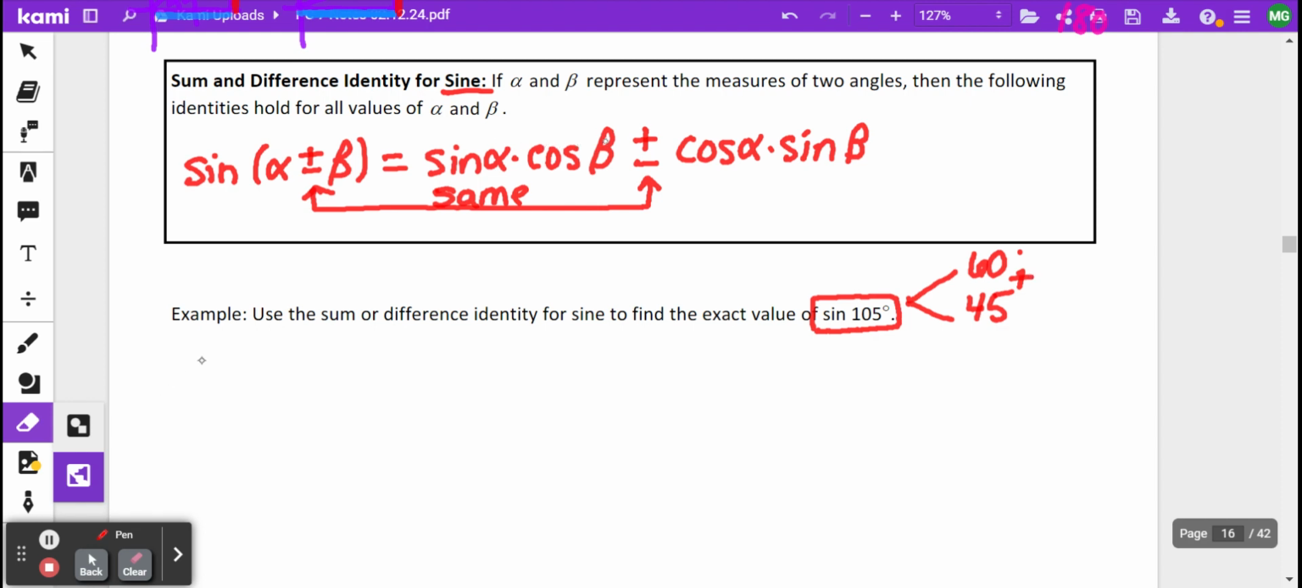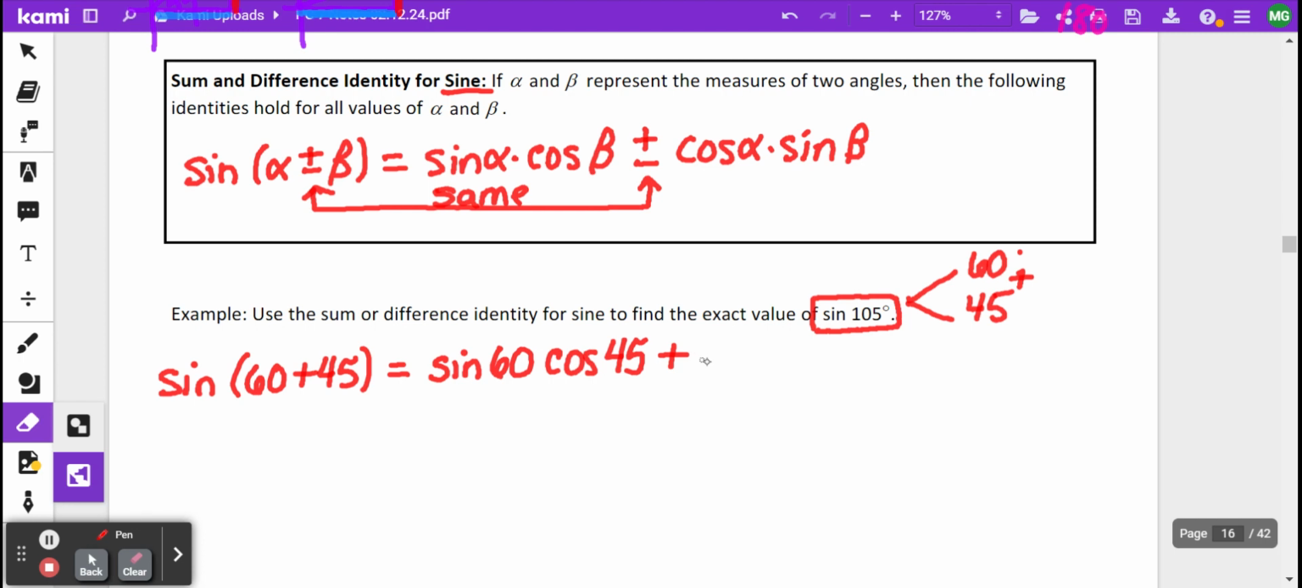So our signs are going to be the same. We will have the sine of 60 plus 45 equals the sine of the first angle times the cosine of the second angle, right? Sine of 60 times cosine of 45 plus the cosine of 60 times the sine of 45.